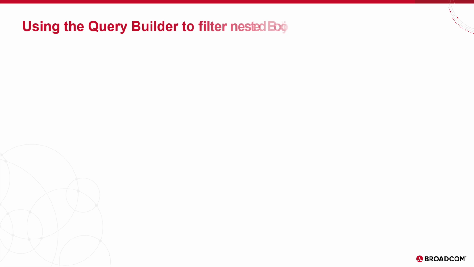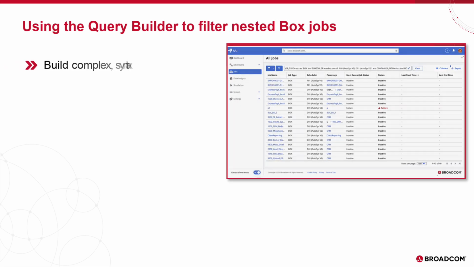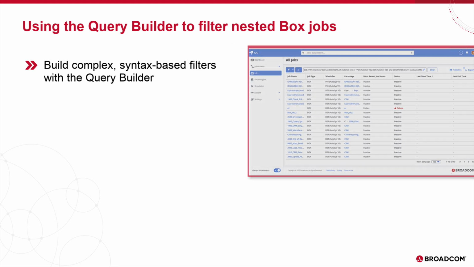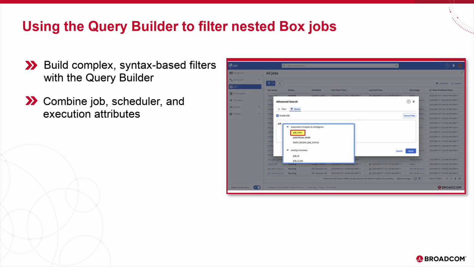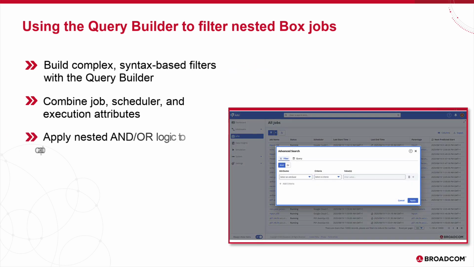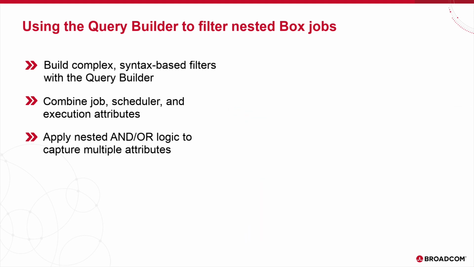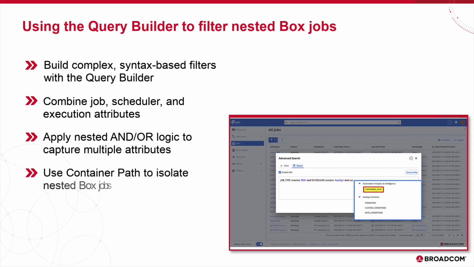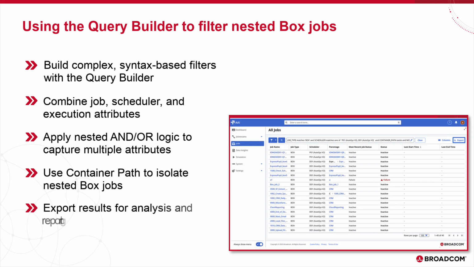From this scenario, we learned that you can use the Query Builder to define complex, syntax-based job filters. Combine job-specific, scheduler-specific, and job execution attributes in a single query. Apply nested logic with the AND or the OR connectors to capture multiple attributes. Leverage attributes like container path to identify nested box jobs. And export filtered job lists for deeper analysis or reporting.